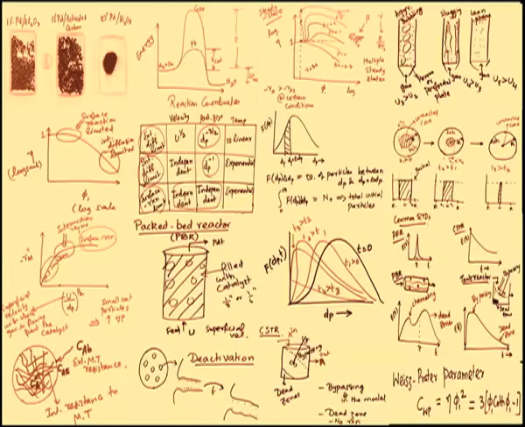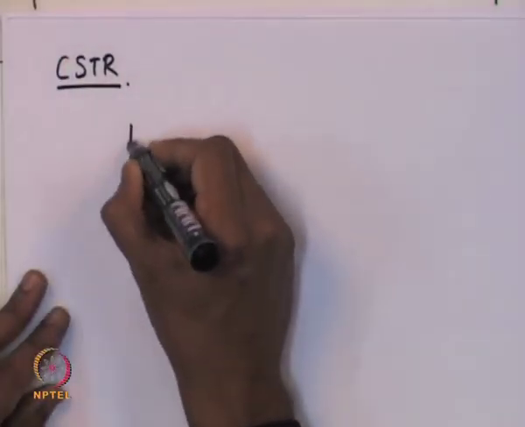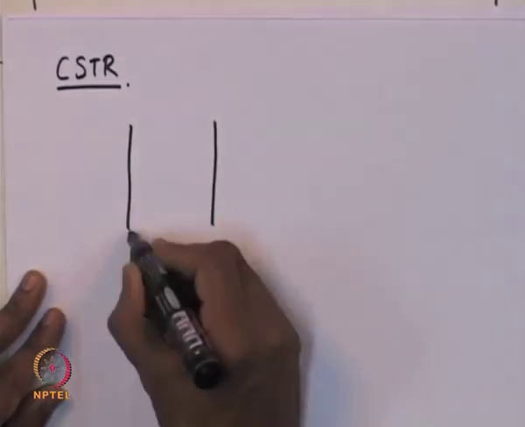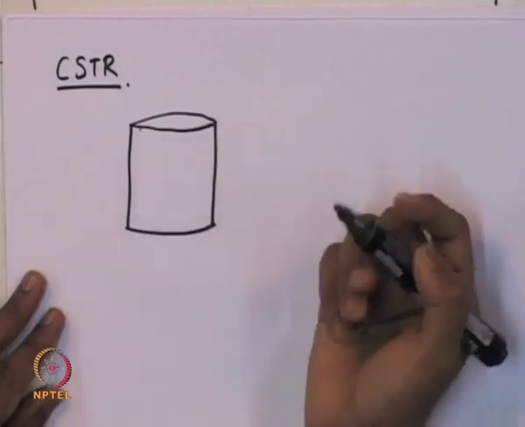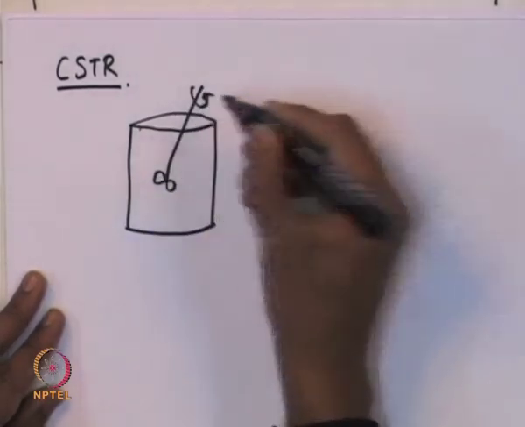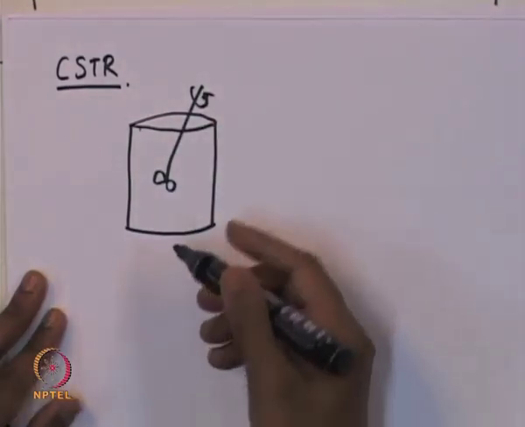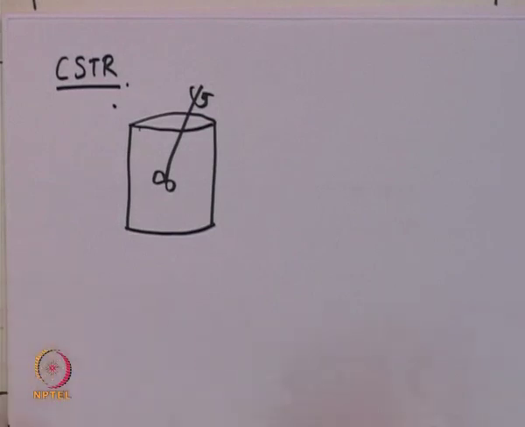So, let us take another example of CSTR, a well mixed CSTR. Suppose we take a well mixed CSTR. So, CSTR is a tank. That is a tank and it has a mixer. So, let us assume that it is rotating in this direction.